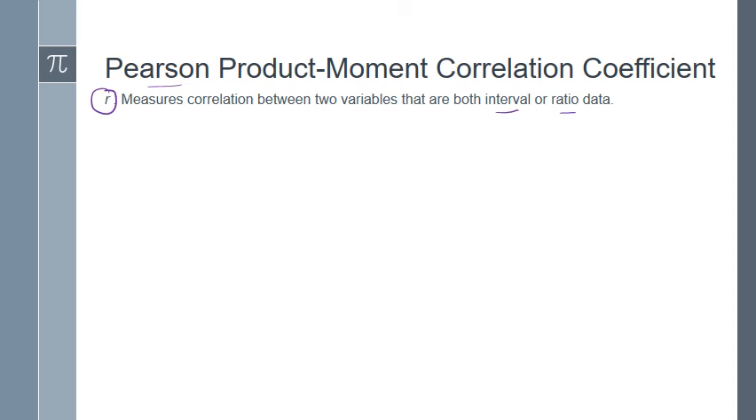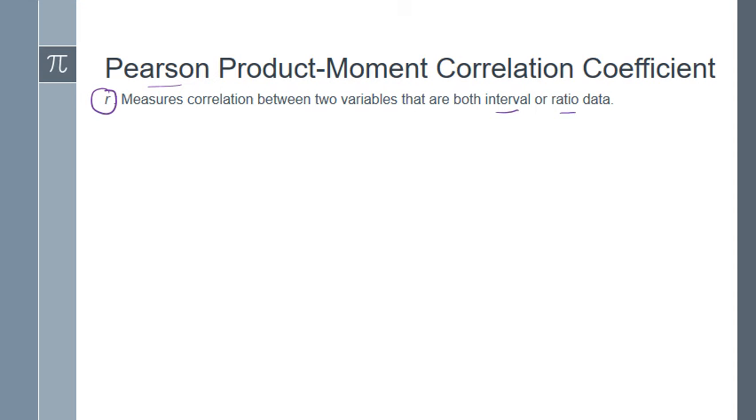So the Pearson product moment will measure that correspondence between those two kinds of variables. So an example might be the amount of time studying for an exam and the score on the exam, right? So amount of time is interval and the score is interval. So there you see you can do a correlation between studying and exam scores, okay? So that's the Pearson product moment correlation.